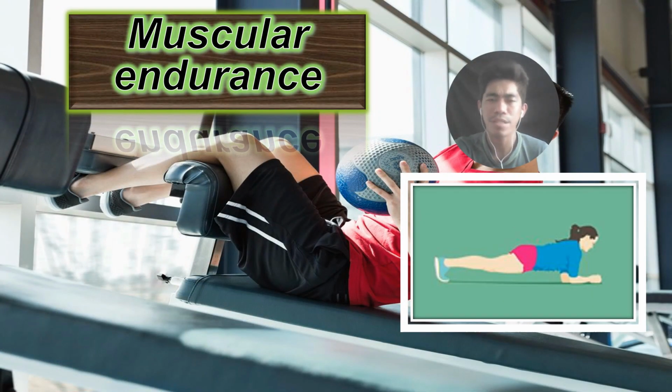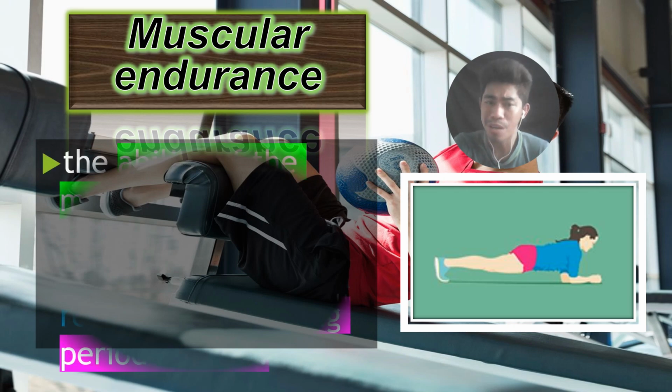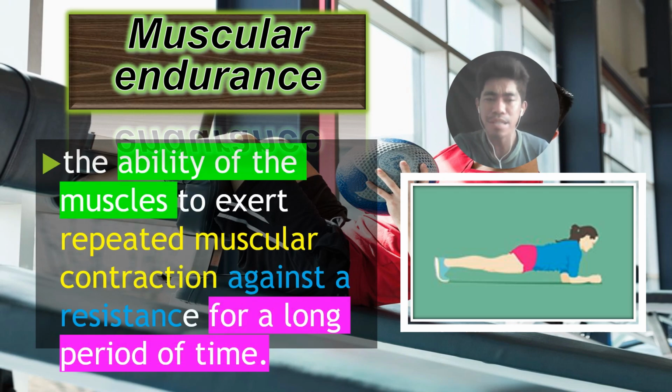The third is muscular endurance. When we talk about muscular endurance, this is the ability of the muscles to exert repeated muscular contraction against resistance for a long period of time. Example, you are carrying some weight in your body and how long you can sustain that weight. You can sustain that in 10 minutes, 30 minutes, or 1 hour. It's up to us how we will endure the different activities. An example in my picture is the planking.